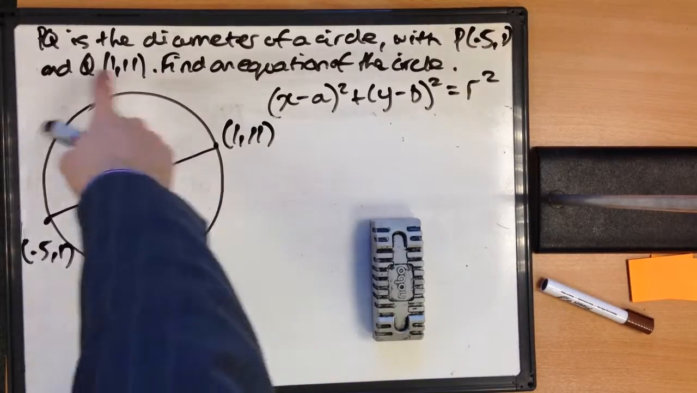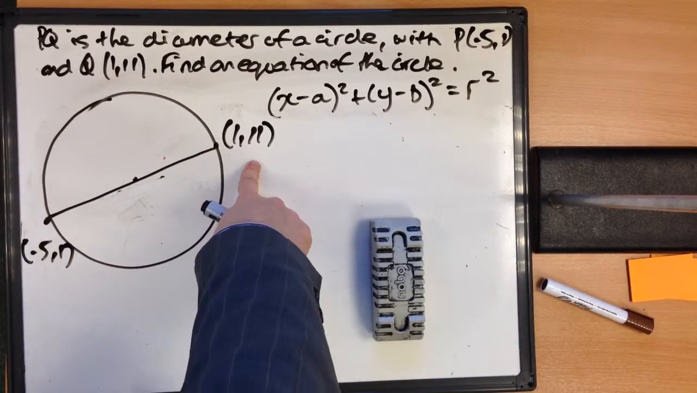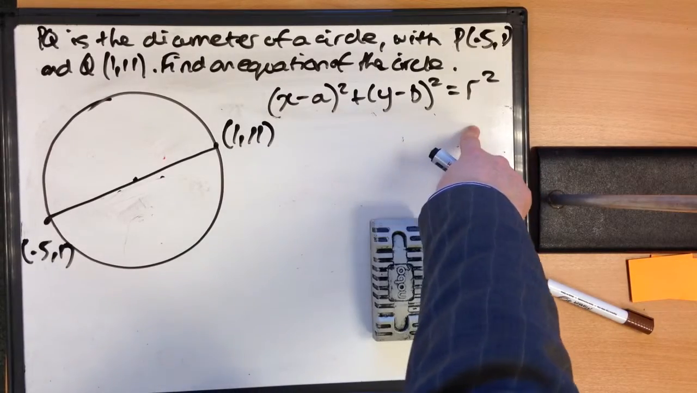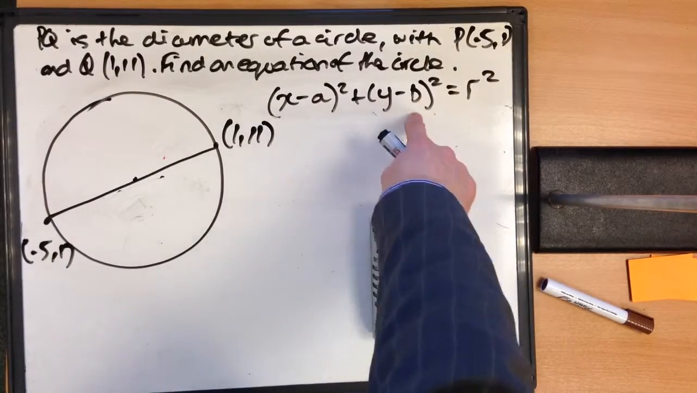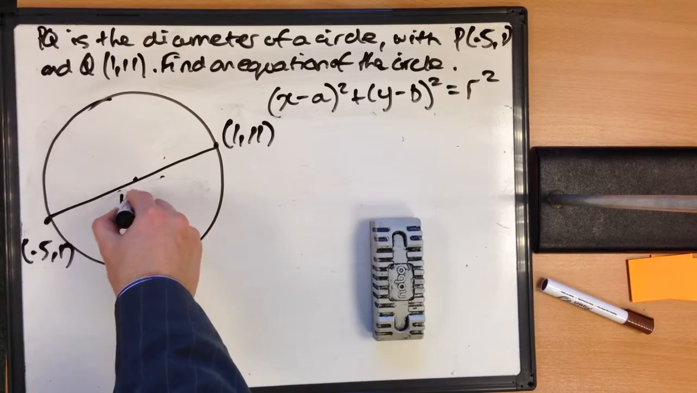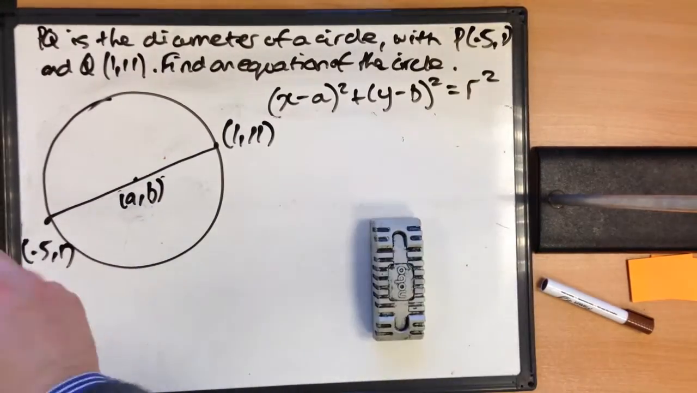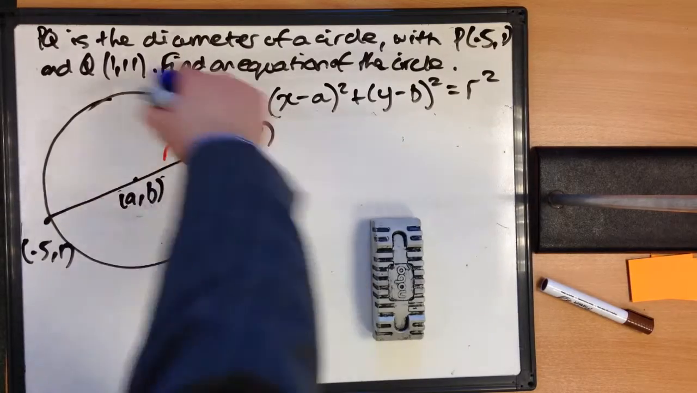To find the equation of this circle, where these 2 points are either end of the diameter of the circle, we're going to go back to the general rule for the equation of a circle and find out what a and b are, the coordinates at the centre of the circle, and we're also going to find out what the radius is, and then we can swap them into this formula, and we've got the equation of the circle.